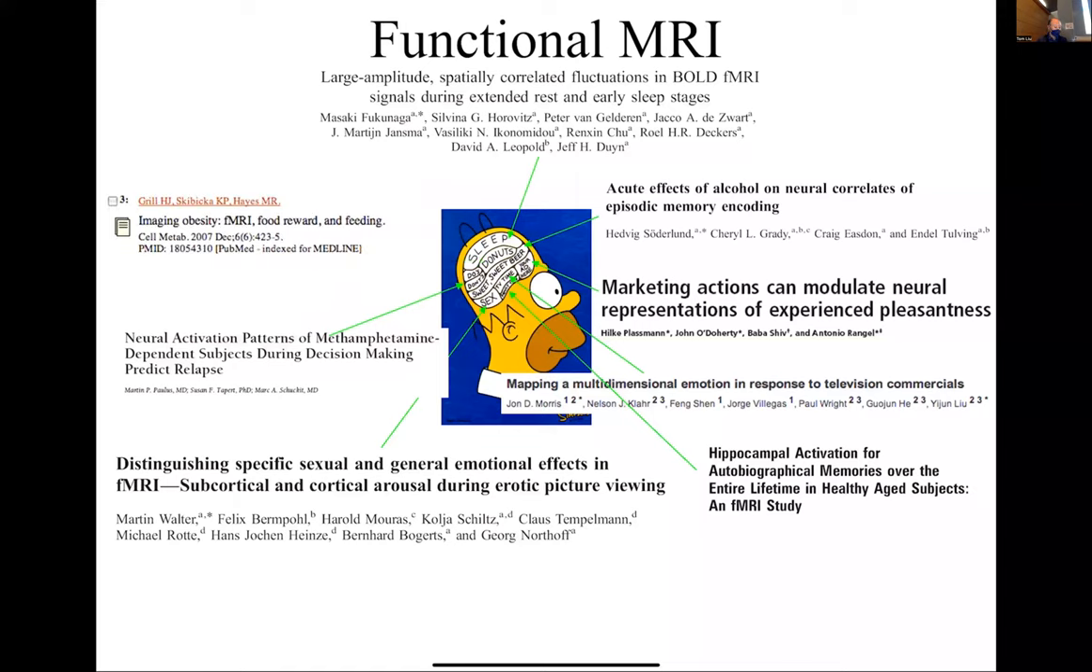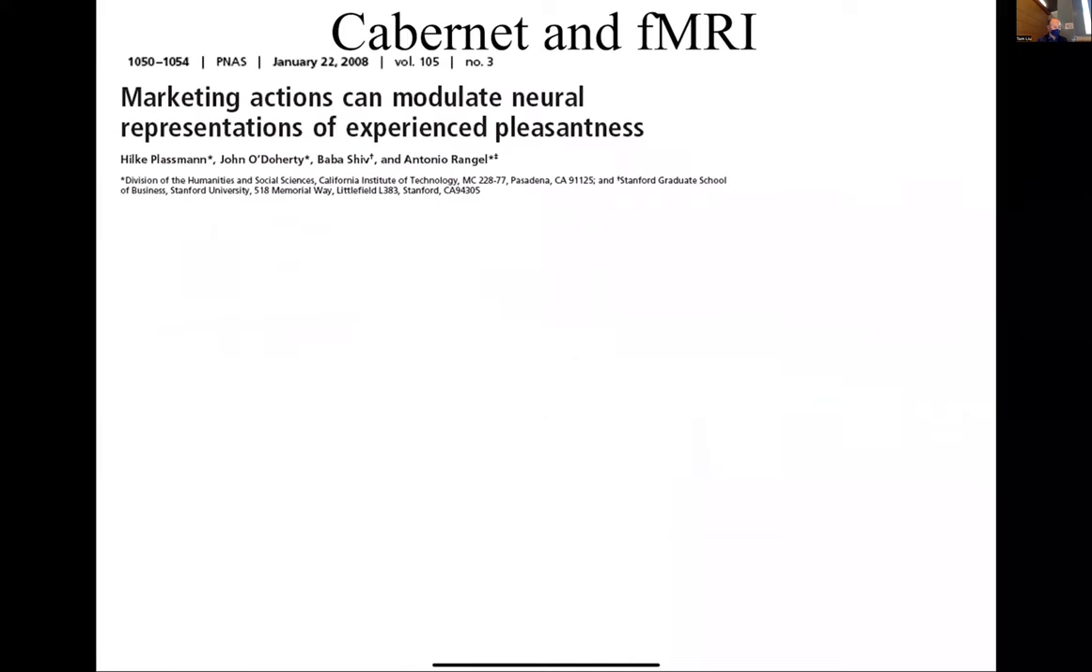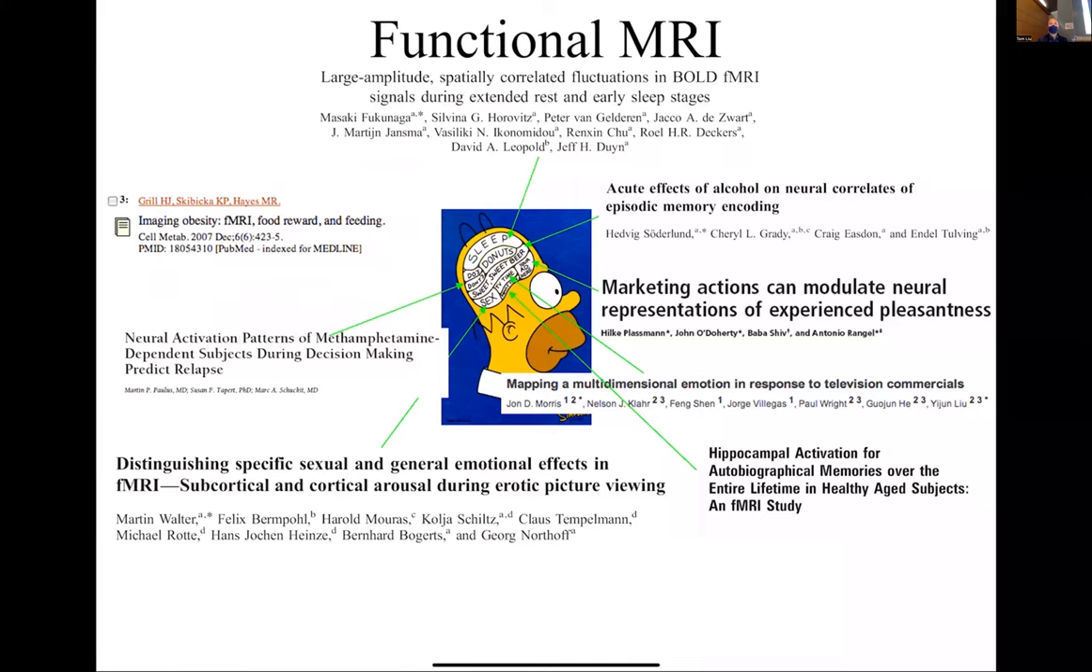But certainly there's been a lot of work on imaging obesity and food and things like that. So even here at UCSD, there's a big group that looks at eating disorders and uses fMRI to study the brain and how it is affected with, say, anorexia or bulimia.